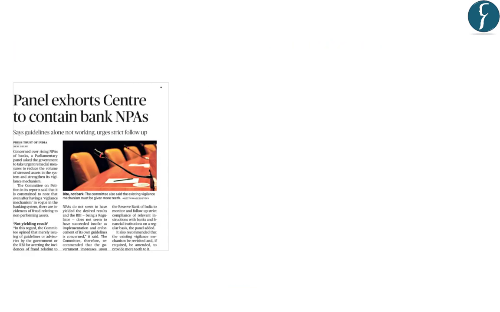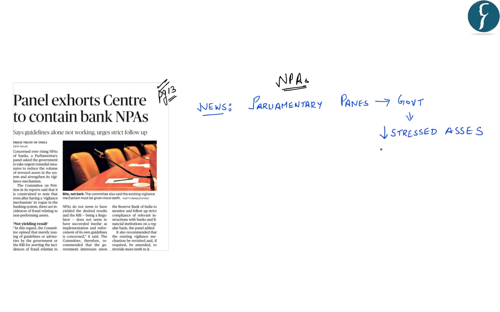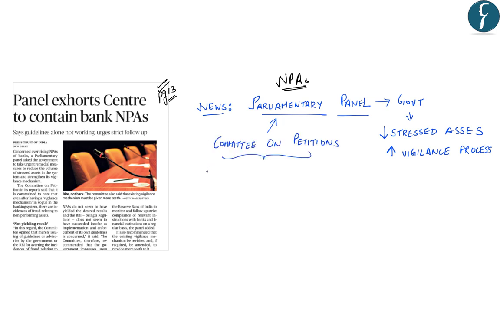So our last article of the day is on page number 13, and it concerns non-performing assets, or NPAs. So the news is about a parliamentary panel's recommendation to government regarding some urgent measures which need to be taken to reduce the volume of stressed assets in the system and increase the vigilance process. Now this parliamentary panel is basically the Committee on Petitions, which made the following observations.